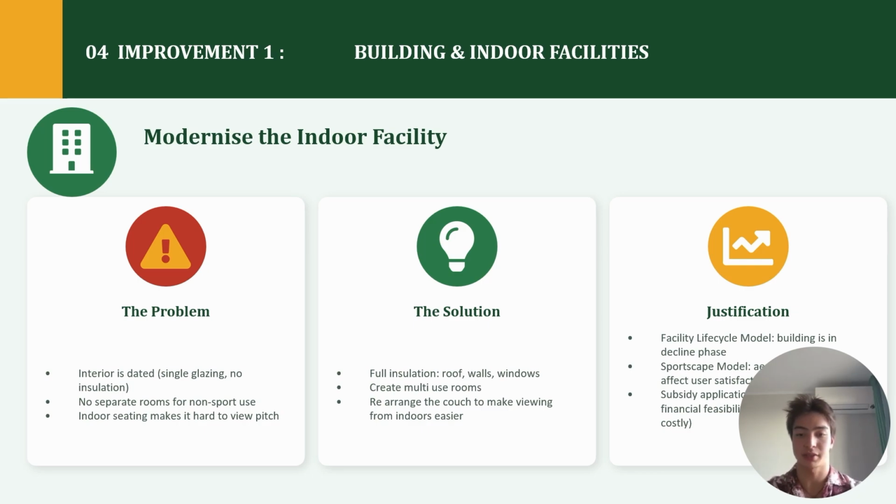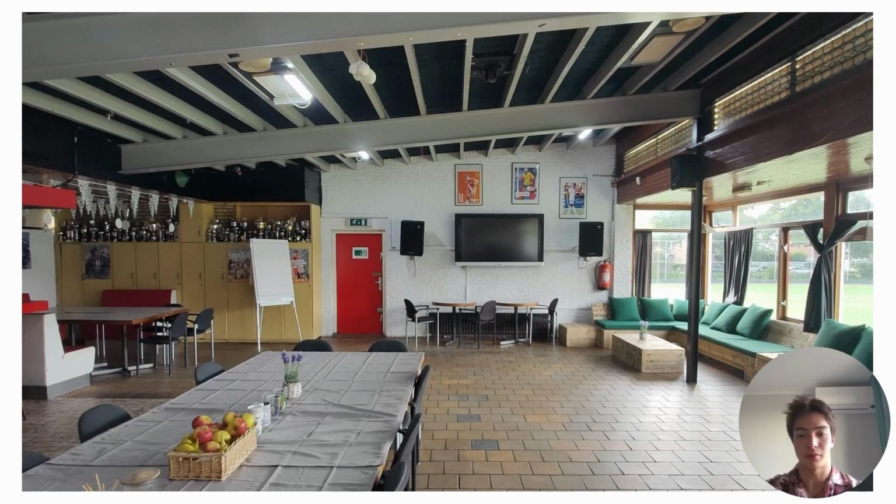Our justification for this is that the building is currently in a decline phase, and that according to the Sportscape model, increasing the aesthetics of the venue would increase user satisfaction, making the venue more appealing for visitors and its current members. While modernizing the indoor facility would be incredibly expensive, it is possible financially given that a subsidy application is underway. Over here on the right side, you can see how the couch is facing away from the pitch, making it harder to view the pitch.